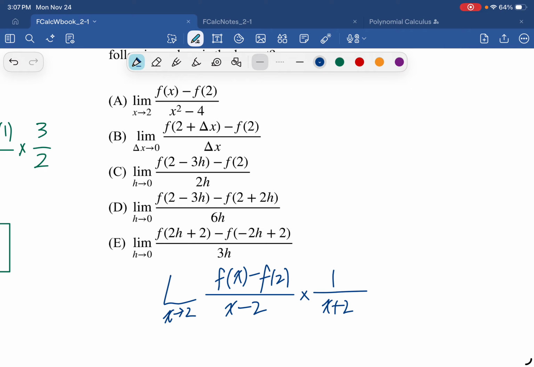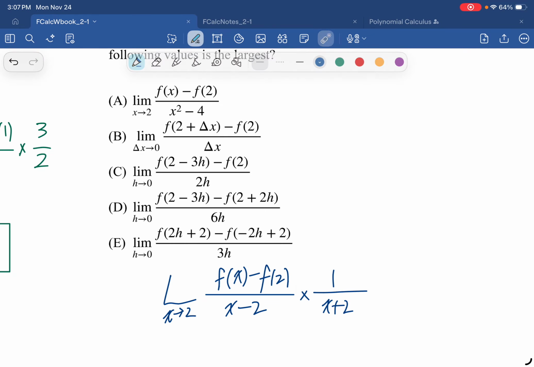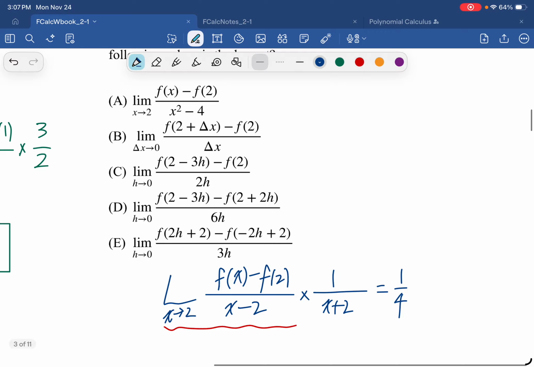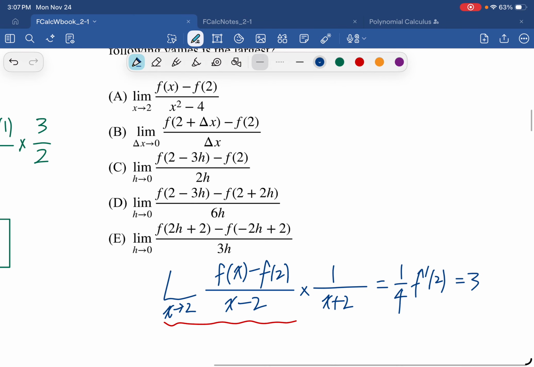Now we can remove any constant that converges to a non-zero number when we're taking limits. Remember, anything that converges to something that isn't 0 can be taken out. So this converges to 1/4. So we can take that out, and immediately you can recognize that this expression is the definition of f prime of 2. So f prime of 2, which must equal 4 times 1/4 times 12, which equals 3. So that's the value for A.